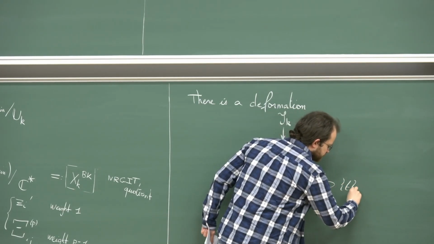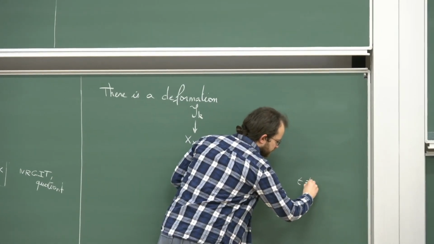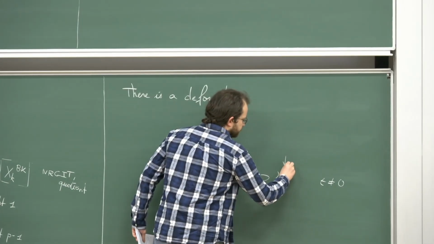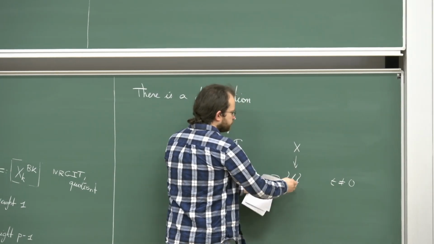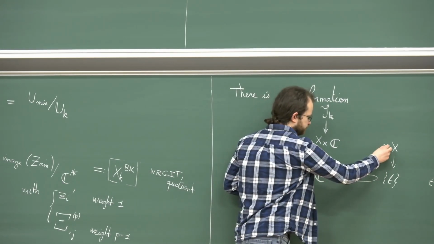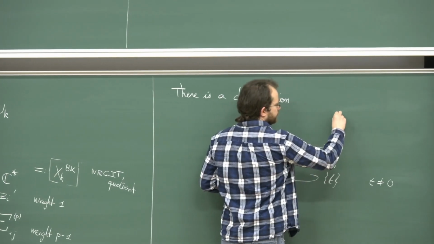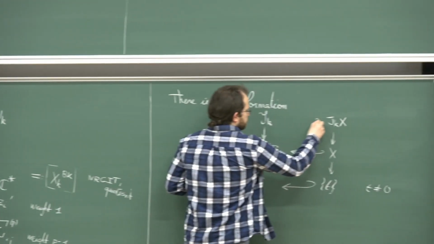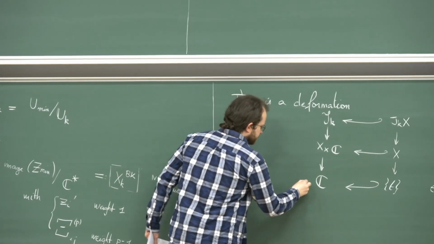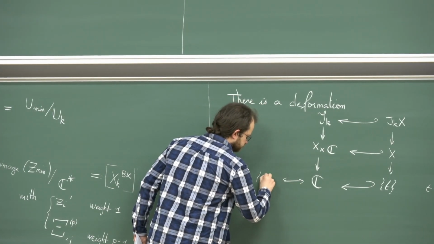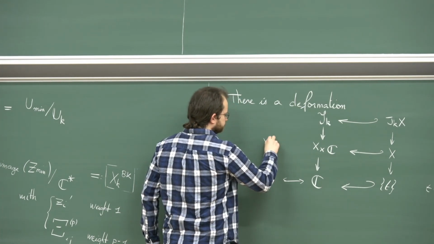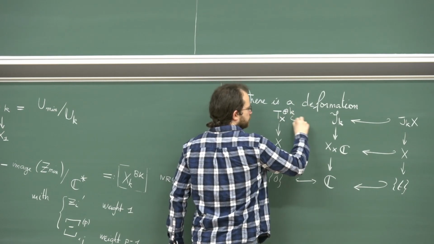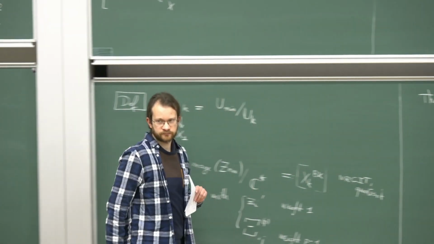It is in such a way that if you take any point in C different from 0 and look at the fiber above it, here you have X times this singleton. I will just write X. And here you have the Kth jet space lying as a fiber. And if you look at 0, you just have a direct sum of copies of the tangent bundle.